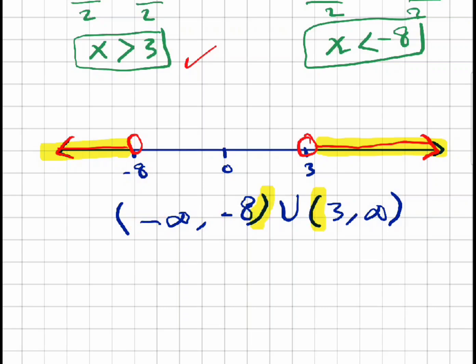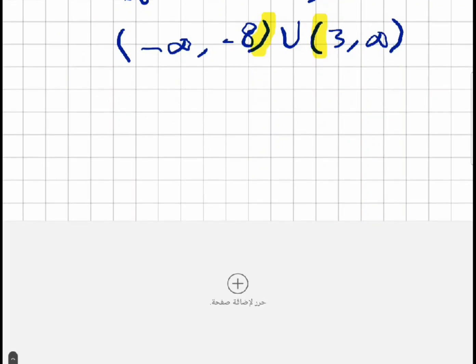Now let's try another problem. So let's say we have the absolute value of 3x minus 4. And let's say this is, instead of greater than, we're going to say it's less than or equal to 17. Go ahead and try this problem.